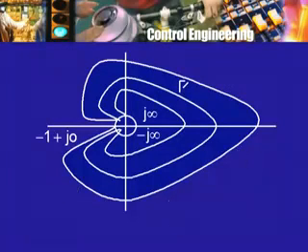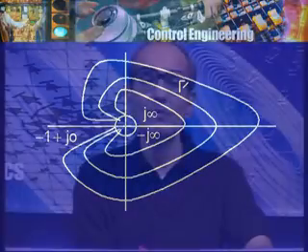Similarly, its mirror image will be enhanced in size and it will look like this. But will it encircle the point minus 1 plus j 0? No, it does not look like that. Even if I increase k by 100 times, one can now see that the new plot, the new gamma prime corresponding to that new value of k, will still not encircle the point minus 1 plus j 0.